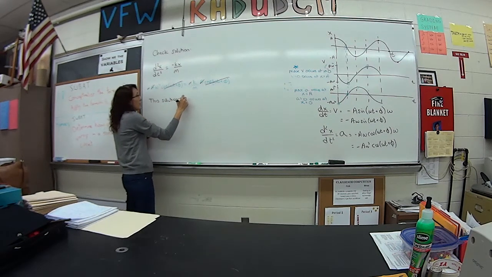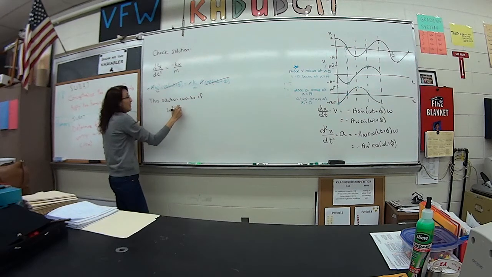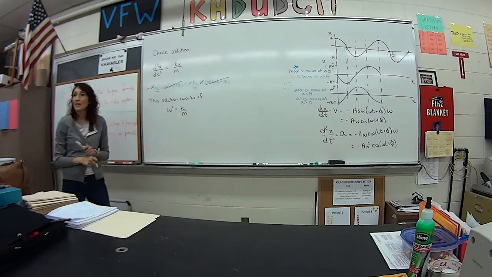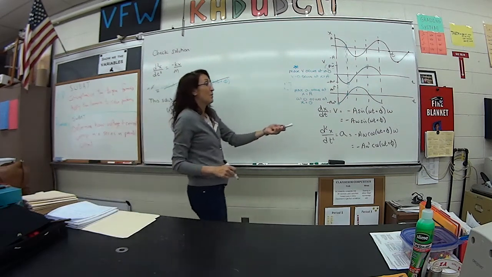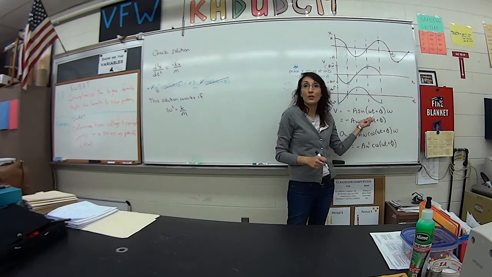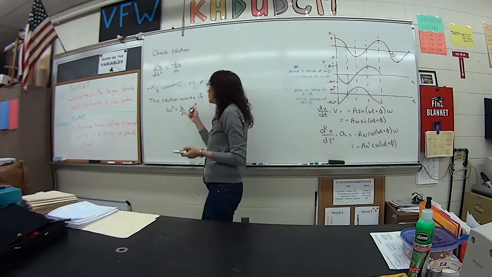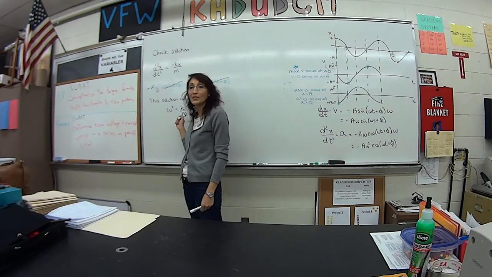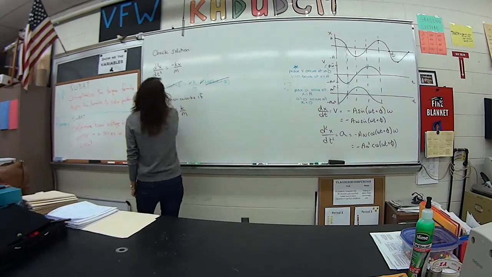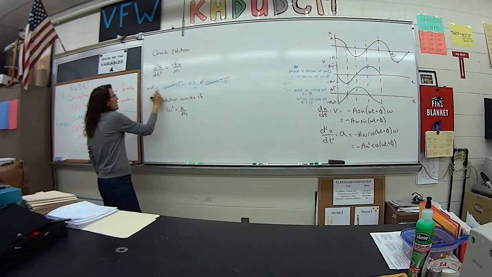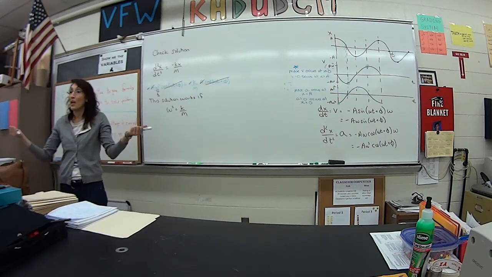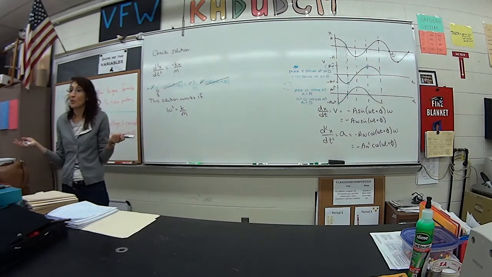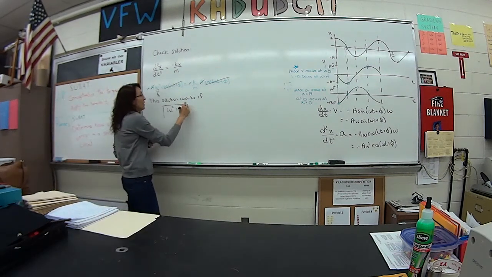This solution works if omega squared is the same as k over m, right? I just said there's something called omega. I don't know what the value is. But now I know that if this solution is going to work, omega squared has to be k over m. Because if omega squared happened to be equal to k over m, then I would have left side equals right side, and I have a solution that solves my equation. So this is what has to be true.